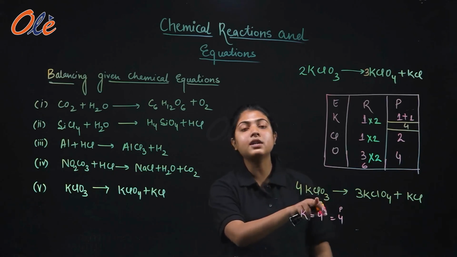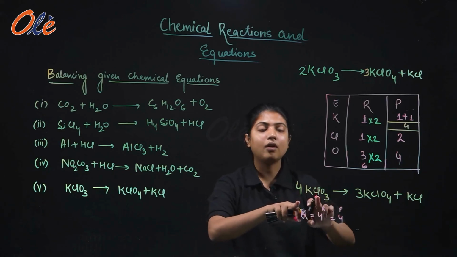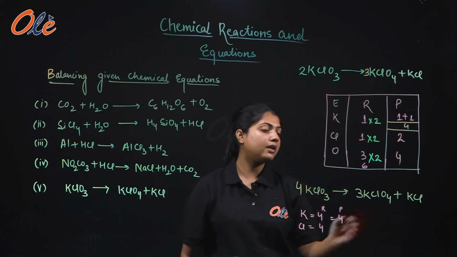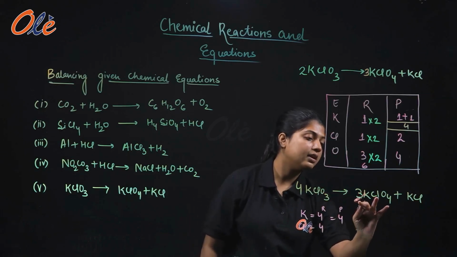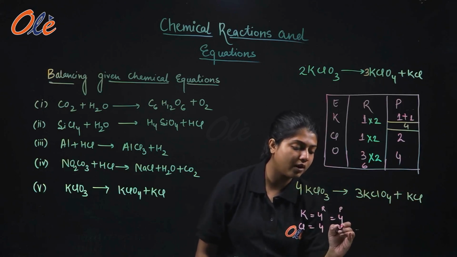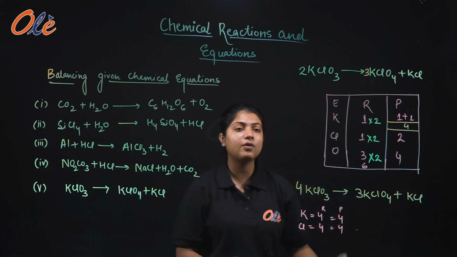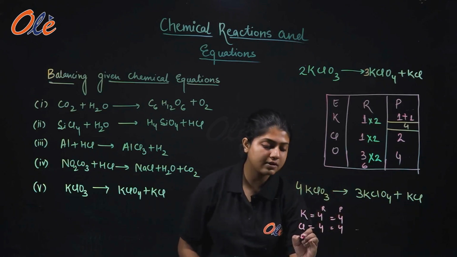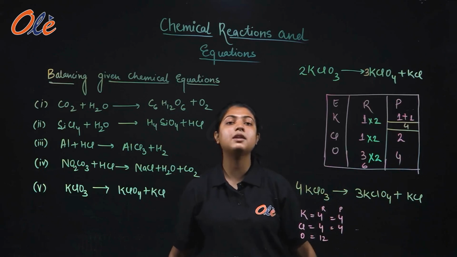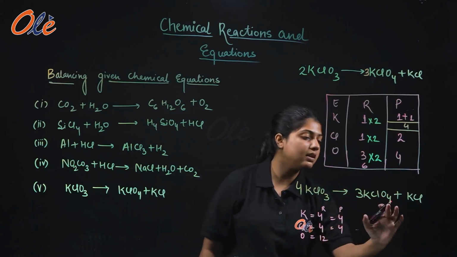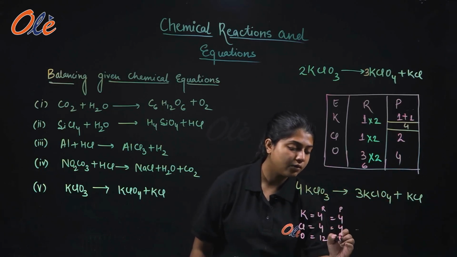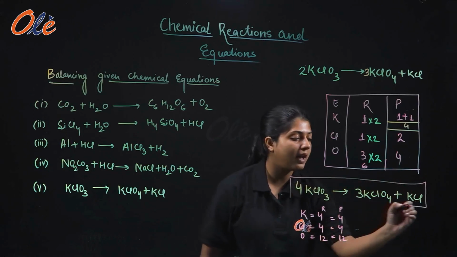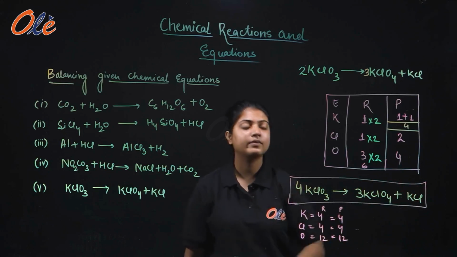Now count the chlorine atoms. 4 on the reactant side. Chlorine atoms are 4 on the reactant side, and chlorine atoms are 3 here and 1 here, 4 on the product side as well. Now count the oxygen atoms. 4 into 3, 12. Oxygen atoms are 12 in number on the reactant side, as well as 3 into 4, that is 12, 12 on the product side. That means this is your final balanced equation, right?